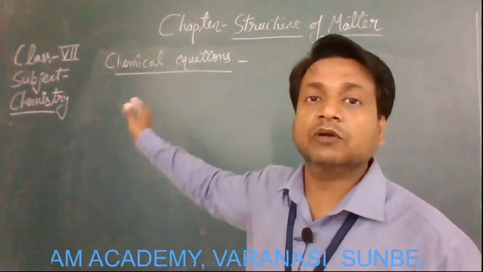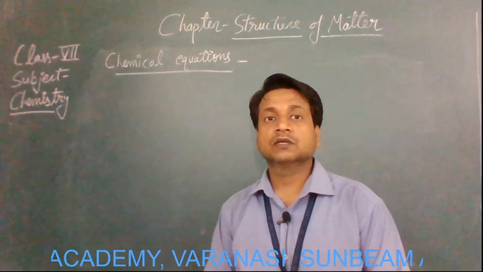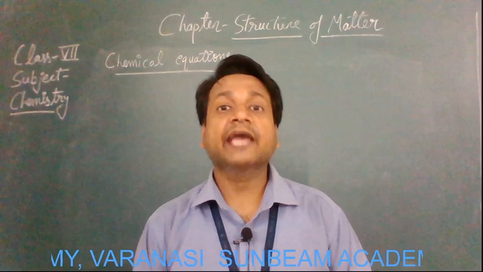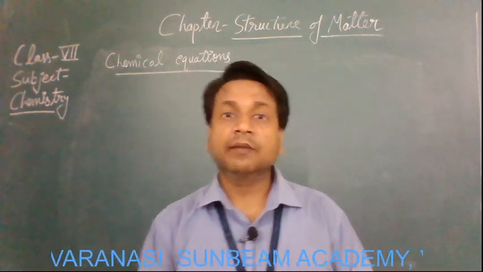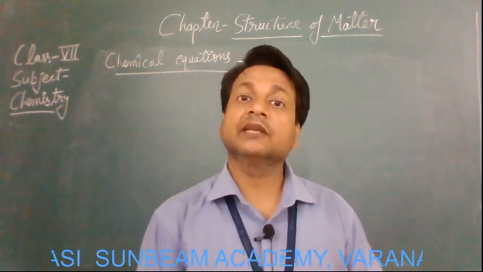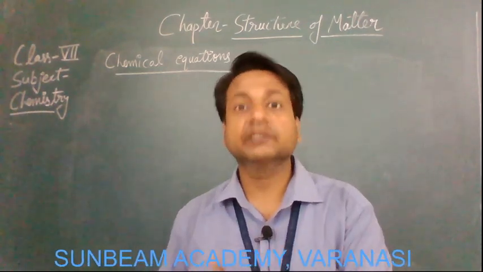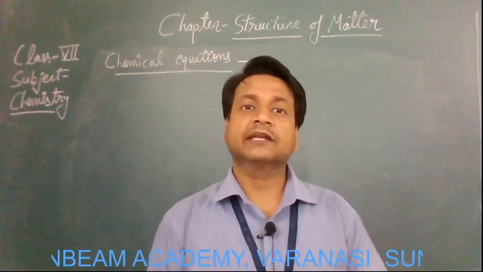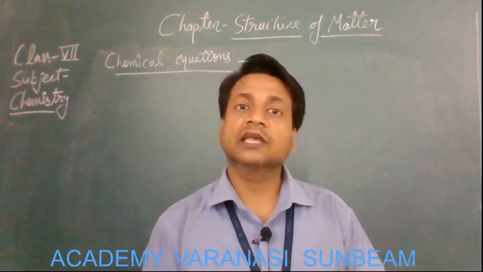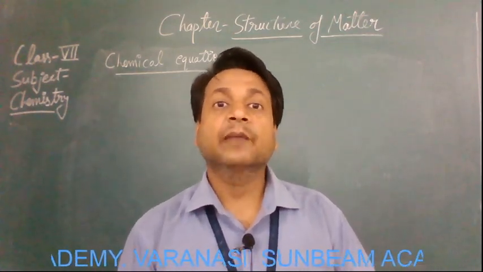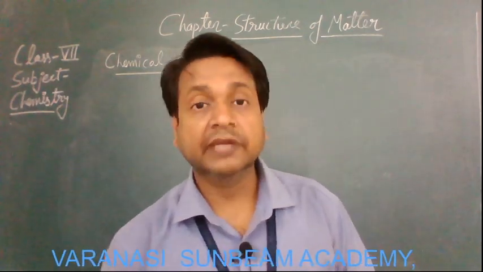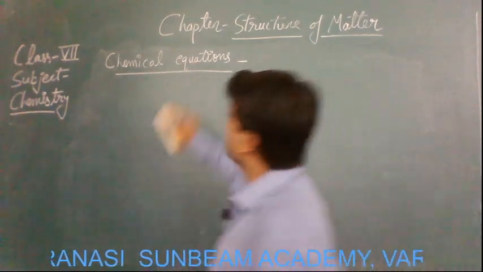As I have explained to you about chemical equations, a chemical equation will only be considered correct when the number of atoms of different elements present in reactants and in products, meaning left hand side and right hand side, are equal. Then that chemical equation will be considered correct, and such a chemical equation is termed as a balanced chemical equation. Okay, so our next topic is balancing a chemical equation.